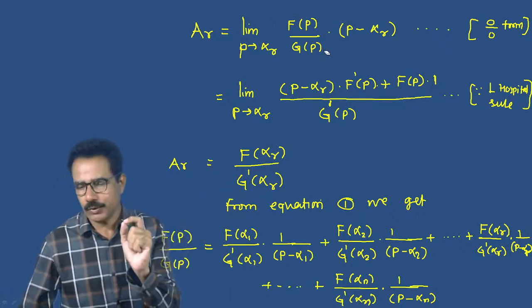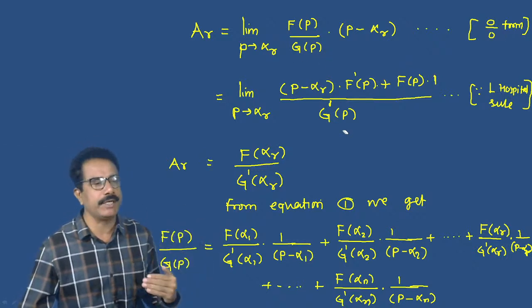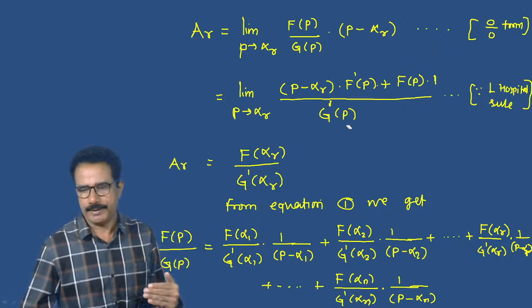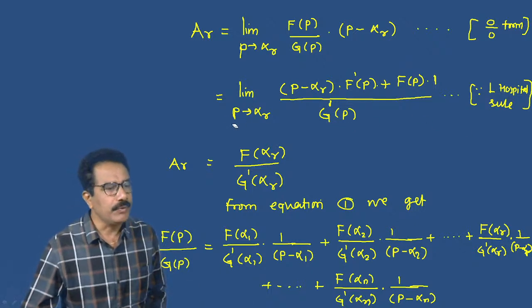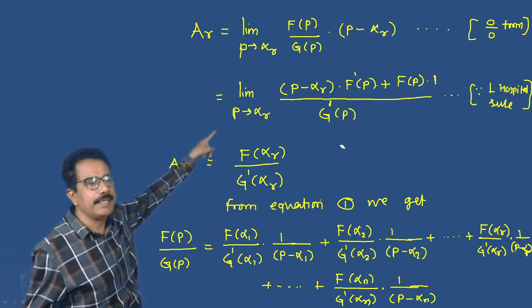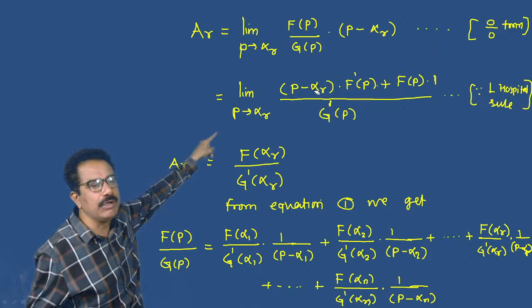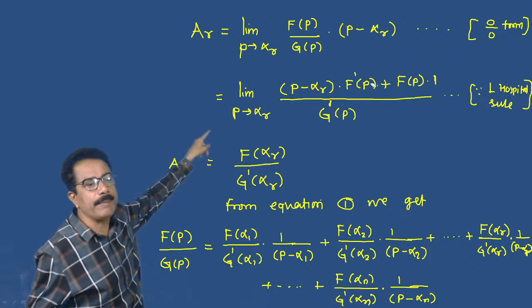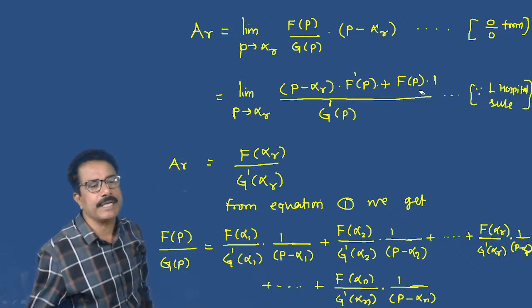In the denominator there is only one term, capital G of p, so its derivative is G dash of p. Now if we apply the limit p tends to alpha, alpha minus alpha means 0, 0 into capital F dash of p means 0, that goes to 0, plus capital F of p divided by G dash of p.